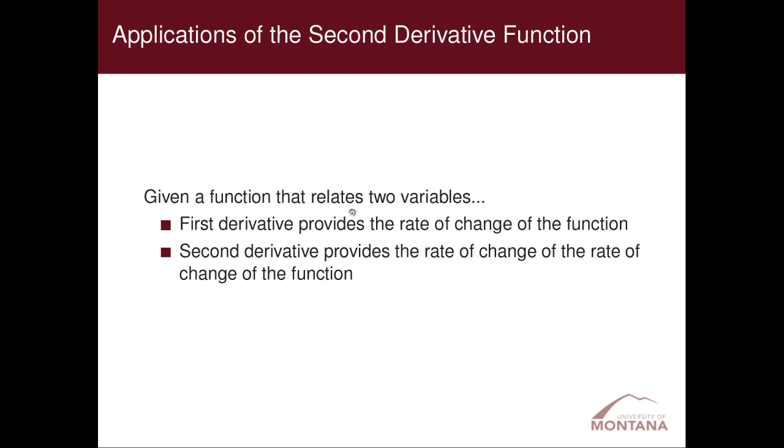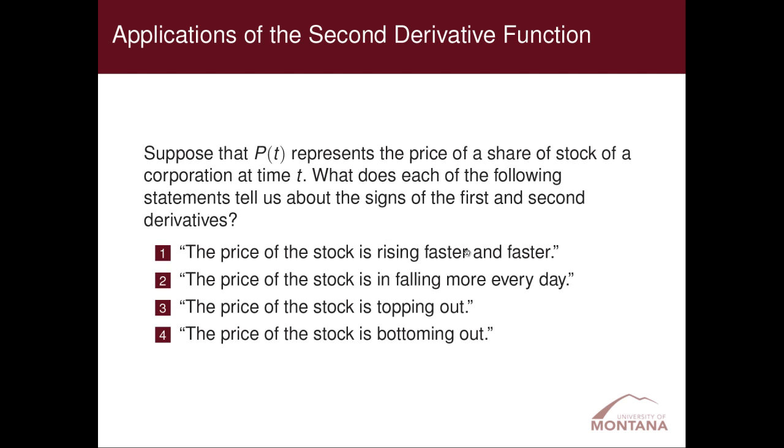So, an application here, just think of it this way. If you're given a function that relates two variables, the first derivative tells us about the rate of change of the function itself, but the second derivative provides the rate of change of the rate of change of the function. So the rate at which the rate of change is changing is really what the second derivative tells us. So an interesting contextualization might be to take a look at something we're all sort of somewhat familiar with, I suppose, and the idea of the price of stock.